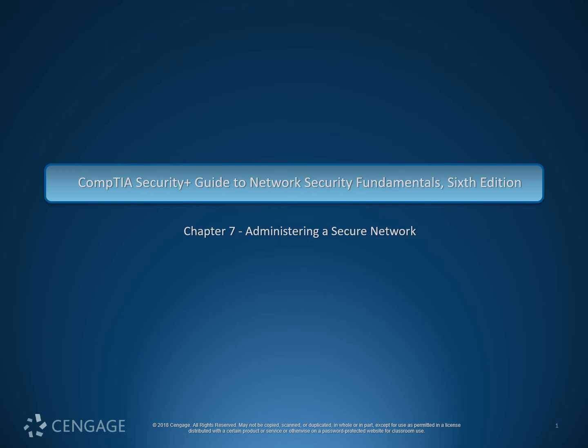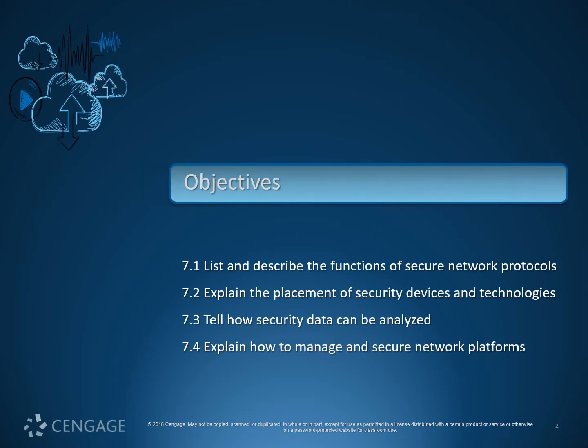Today we're getting into Chapter 7, which is administering a secure network. So our objectives are fourfold. We're going to talk about some functions of secure network protocols, placement of security devices and technologies, how security data can be analyzed, and how to manage and secure network platforms. And we're even going to talk a little bit about as a service platforms as well.